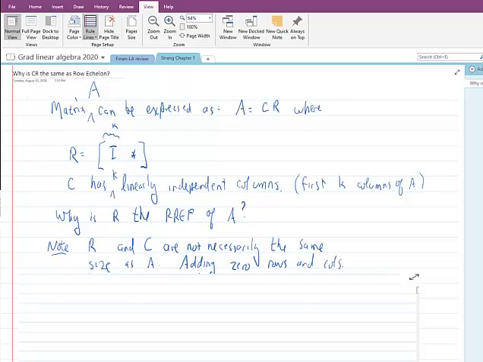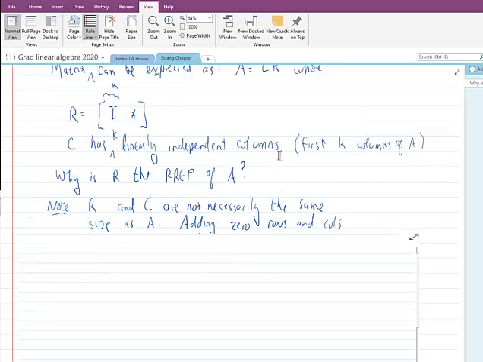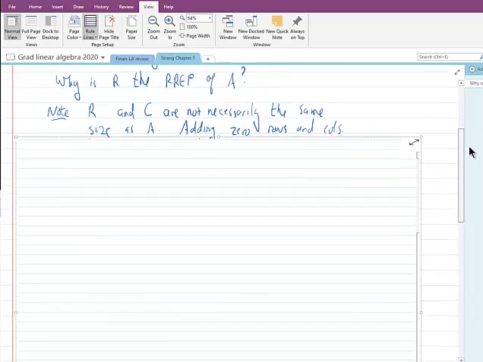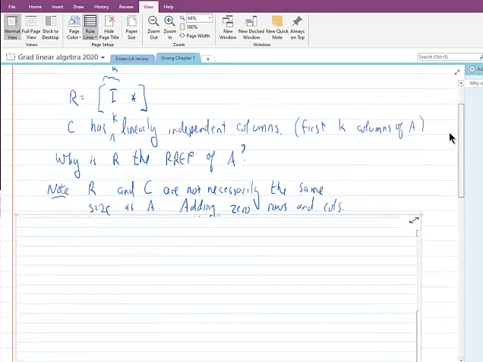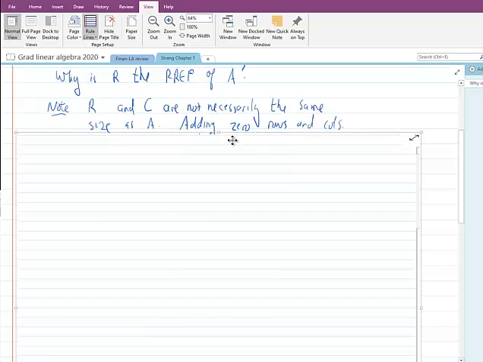Okay, I'm going to pause here and move down. Now, I could pad the R and the C with zeros, and that wouldn't change anything. And we'll see that down below as well.